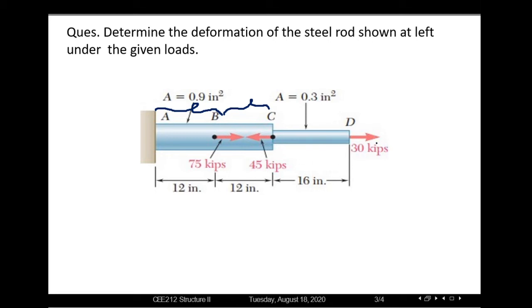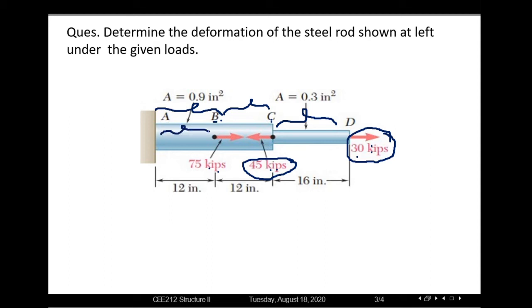Now as this end is free, we can easily consider the condition that the effect of 30 kips will be acting throughout this third segment, which is CD, and the combined effect of 30 and 45 kips will be acting on this CB segment or BC segment, and the combined effect of the net forces due to these three loads, which are 30 kips, 45 kips and 75 kips, will be acting on this AB segment.